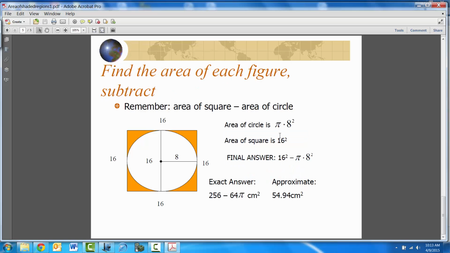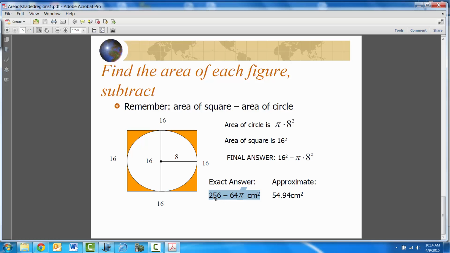We're going to find the area of the circle. We're going to find the area of the square. And the final answer is square minus circle. Now notice we do this again. Here's the exact answer. 16 squared is 256 minus 64 pi, not touching the pi button. These cannot be combined. So that is the exact answer. That's how you would list it when we're doing this stuff.